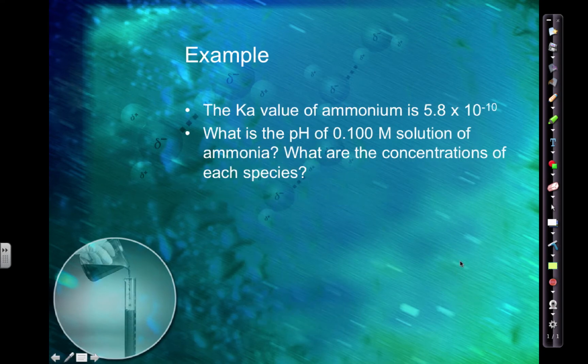All right, so the Ka value of ammonium is 5.8 times 10 to the -10th. What is the pH of a 0.10 molar solution of ammonia? What are the concentrations of each species? So this is an ICE table problem.